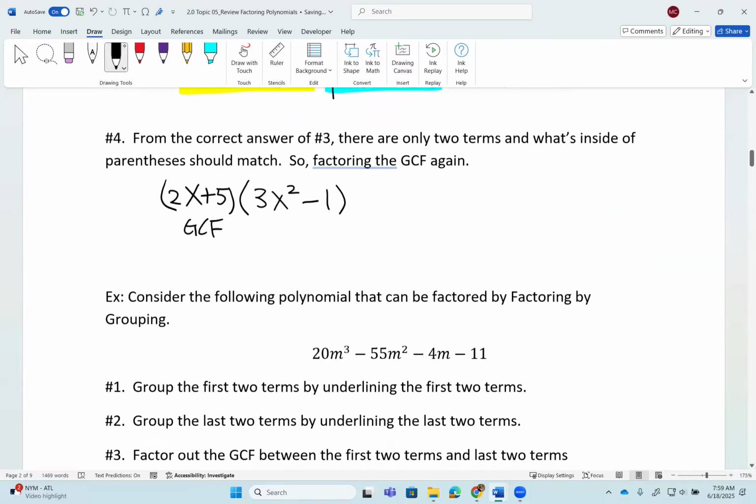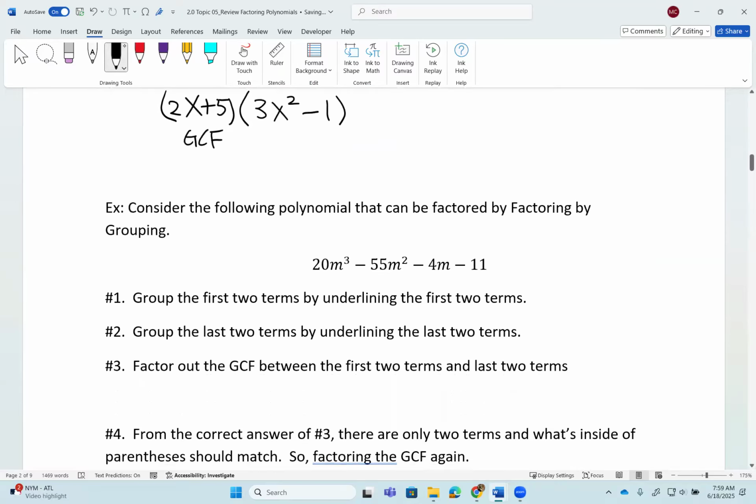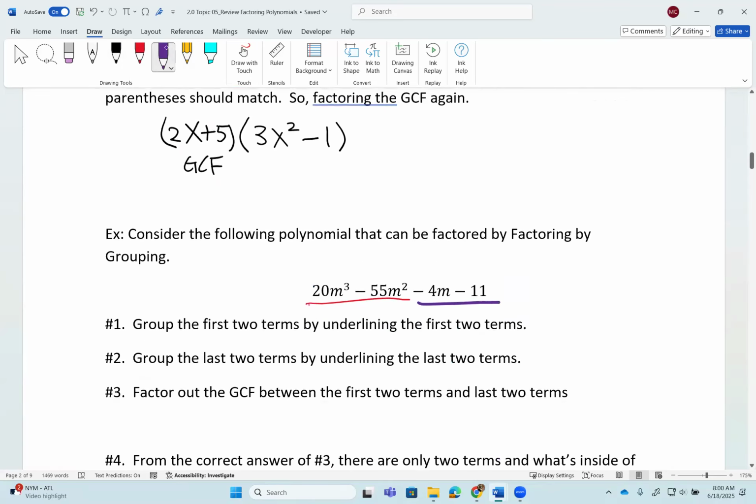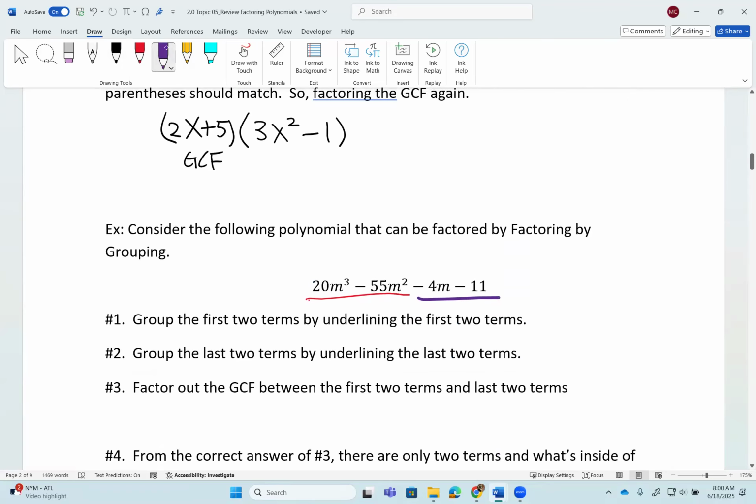Okay, let's try again. Four unlike terms, no greatest common factor between the four terms. So I'm going to group the first two and then group the last two. A lot of times when we group the first two and last two, it somehow doesn't work out, where the two parentheses cannot match. In that case, I can group the first and the third, and the second and the fourth. I can group it differently.